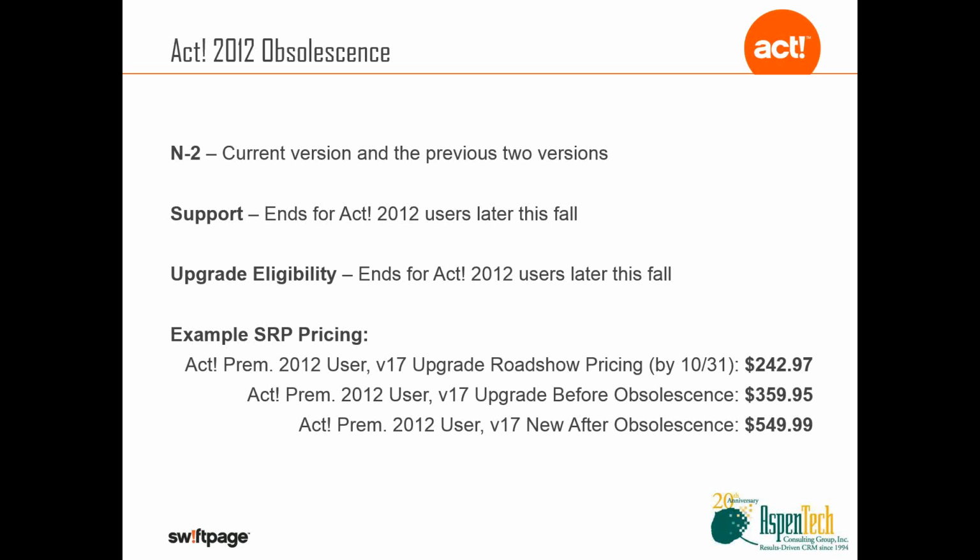Take a look at the example pricing here based on the SRPs for ACT v17. Keep in mind that AspenTech will always secure better than SRP pricing for you, but there's only so much we can do. For an ACT Premium 2012 user who decides to move to ACT v17 before obsolescence, the SRP is $359.95. After obsolescence, it's $549.99. And even better, with the exclusive roadshow pricing that we're offering to everybody that's on this call today, that's only $242.97 if you act by October 31st. It's better than half what it would be if you were to allow your product to become obsolete.